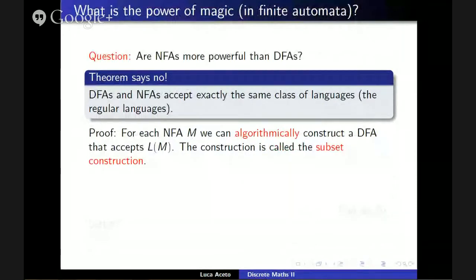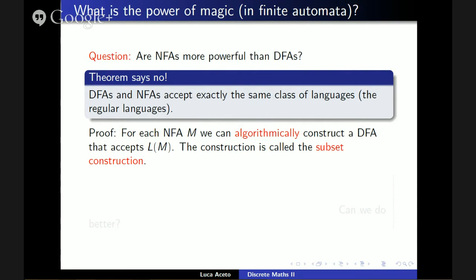That's a question in a different formulation. What is the power of magic? Does the possible use of magic in automata, in finite automata, buy us something? Well, in fact, it doesn't buy anything. What does this mean? DFAs and NFAs both accept the same class of languages. And this is the collection of regular languages.